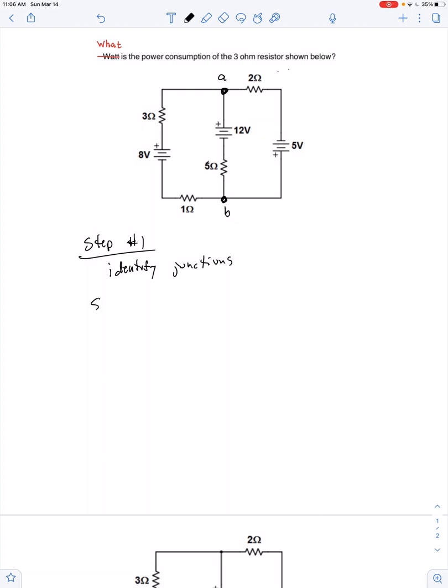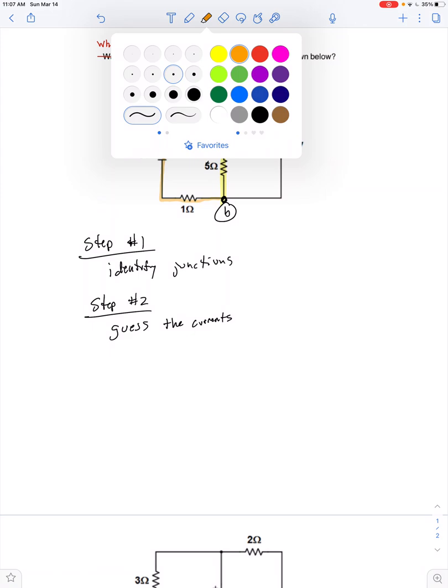What's our next step? Well, you might not like this because it involves guesswork. But we'll say that step number 2 is guess the currents. Now, what do I mean by that? It appears there are 3 ways to get from point A to point B. One way is along the path that includes the 12-volt battery and the 5 ohms of resistance. Of course, another way to get from point A to point B would be on this path that includes the 8-volt battery and the 3 ohm and the 1 ohm resistor. There's yet another way.